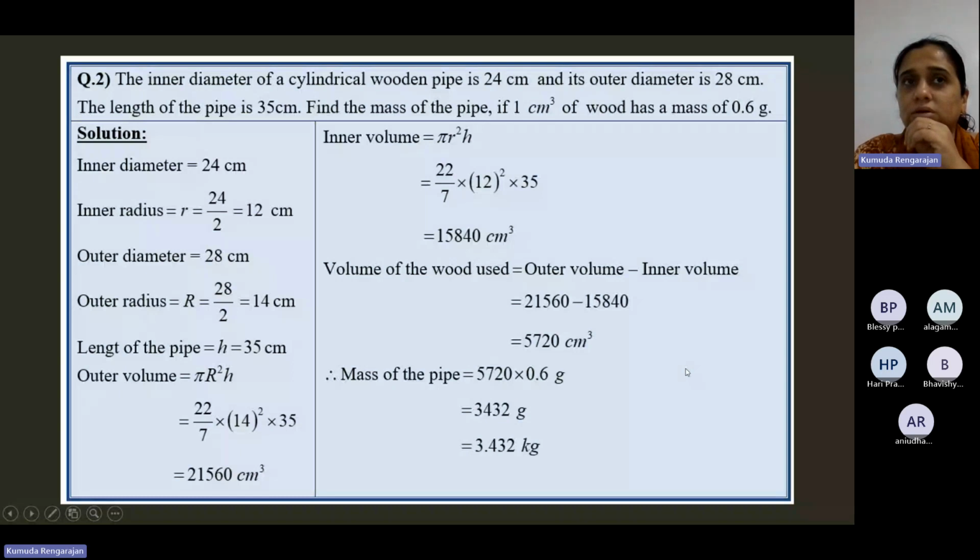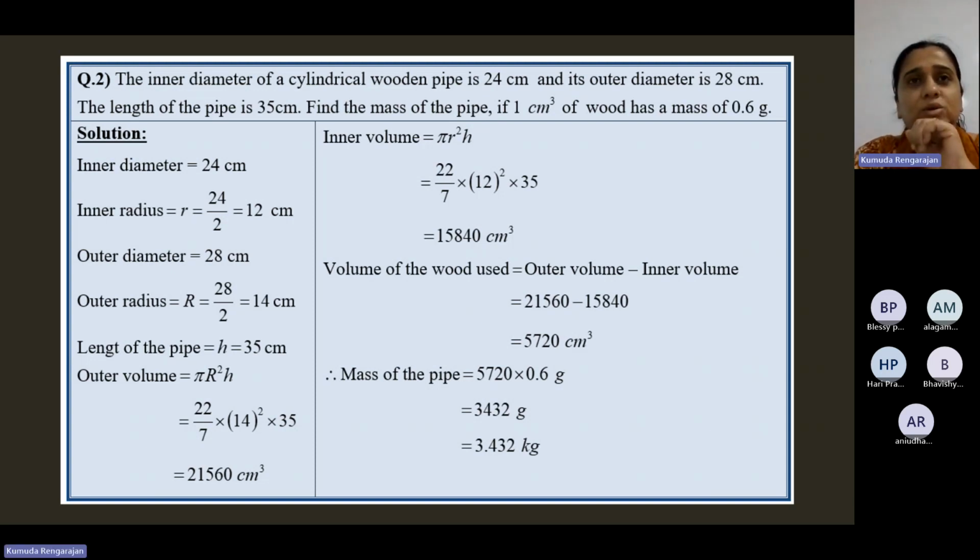Now this again is about a hollow cylinder. A hollow cylinder is also called a cylindrical shell. The inner diameter of a cylindrical wooden pipe is 24 centimeters and its outer diameter. Inner diameter, outer diameter, that means it's a hollow cylinder. I told you whenever there are two radii given, inner, outer, internal, external, then it's a hollow cylinder.